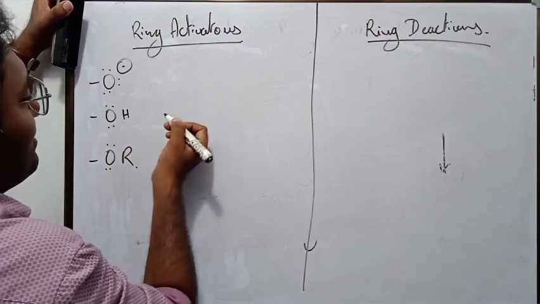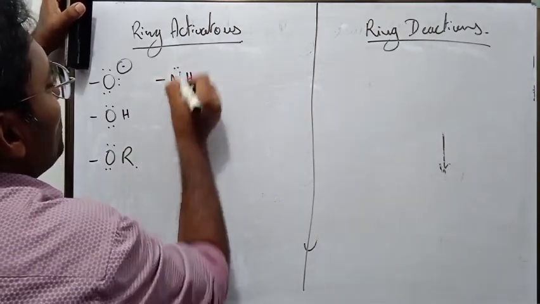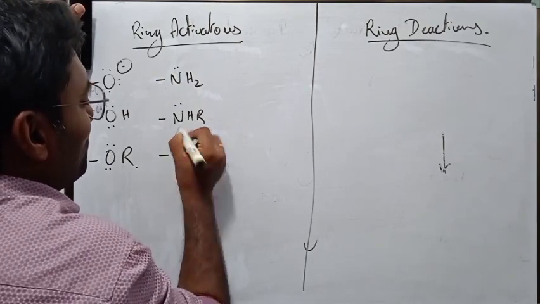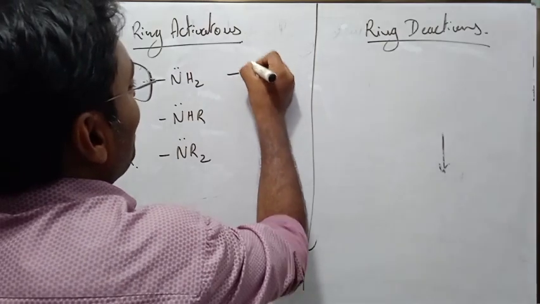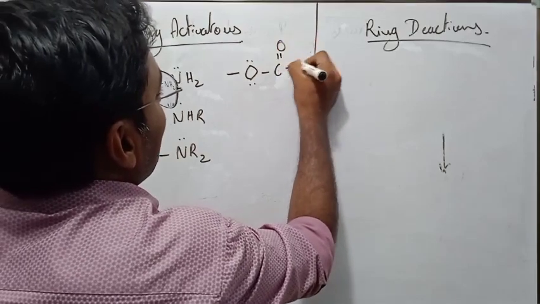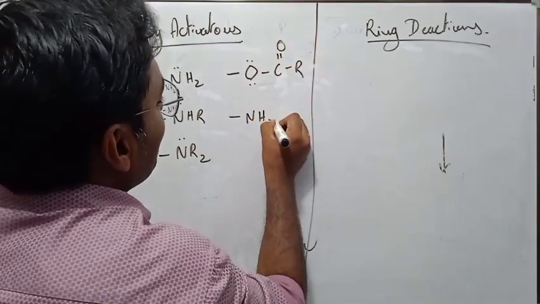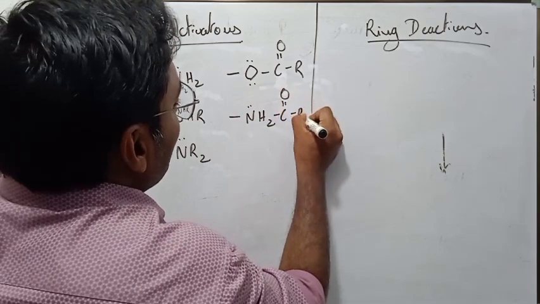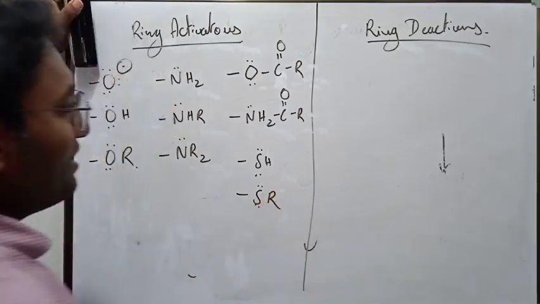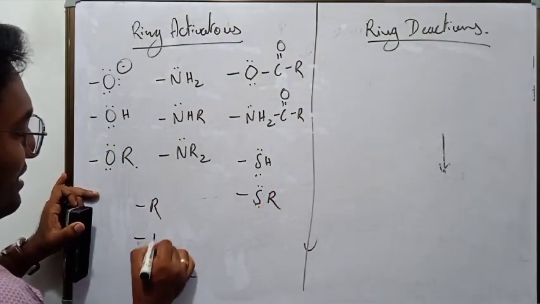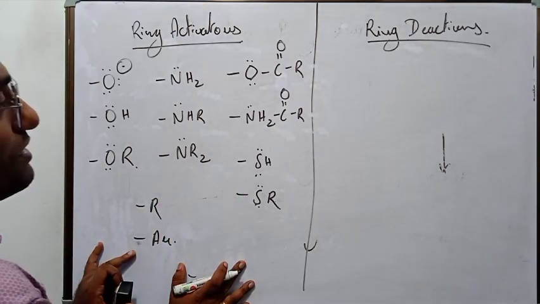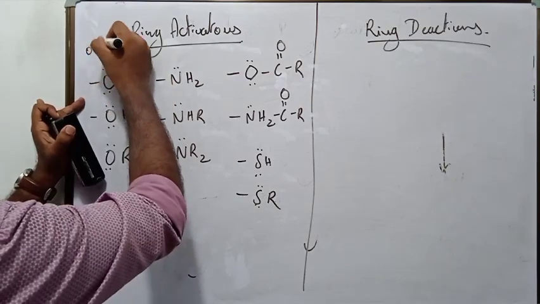alkoxide, fine, NH2, NHR, NR2, correct? And then we have written about your ester, amides, everything that we have written there, thiol, everything that we have written there, you can write here as ring activator. All these are activating. Here I have not written halogen. So all of them are orthopara directors, right?